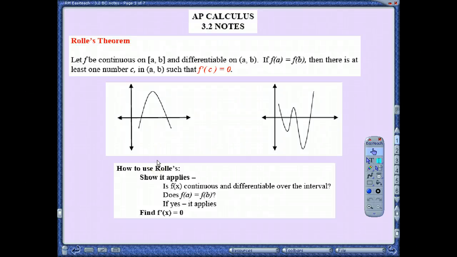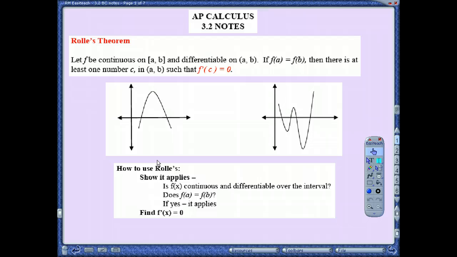Hello, welcome to AP Calculus 3.2 Notes, which is going to cover Rolle's theorem and the mean value theorem. Now, Rolle's theorem is built upon continuity, just like your intermediate value theorem and your extreme value theorem.